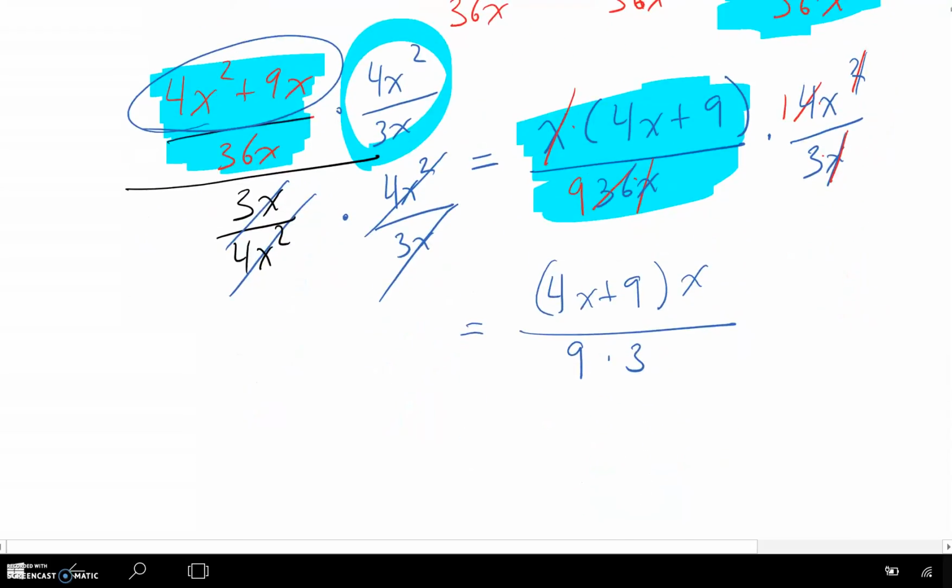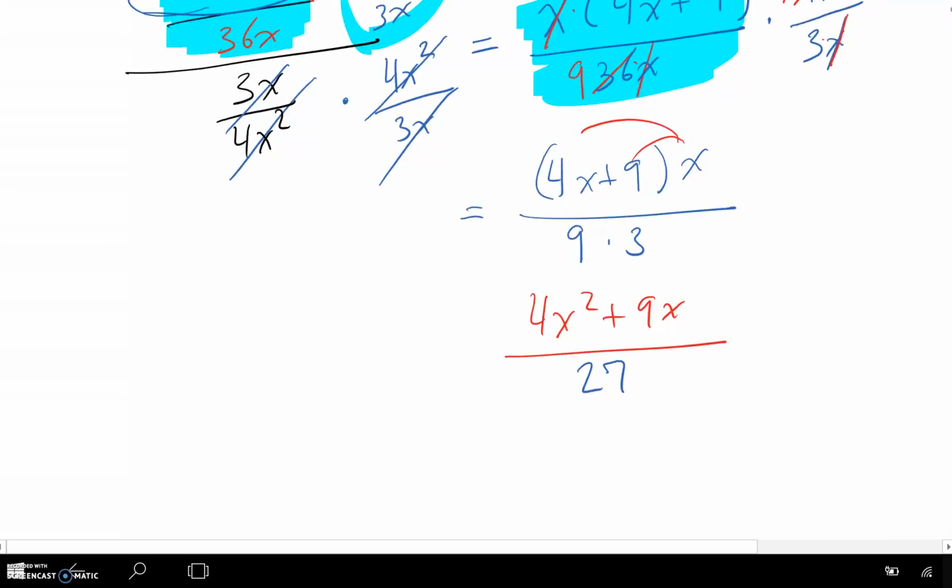That looks so much easier. You almost want to laugh at the fact that these are called complex rational expressions. Not that complex. Come on, who are you kidding? Distribute the x. We got 4x squared plus 9x all over 27. Can we simplify any more? Doesn't look like it. I can factor out an x in the numerator, but I don't need to because it's not like I'm going to be able to cancel it out with anything in the denominator. So I'm going to leave my answer as this.